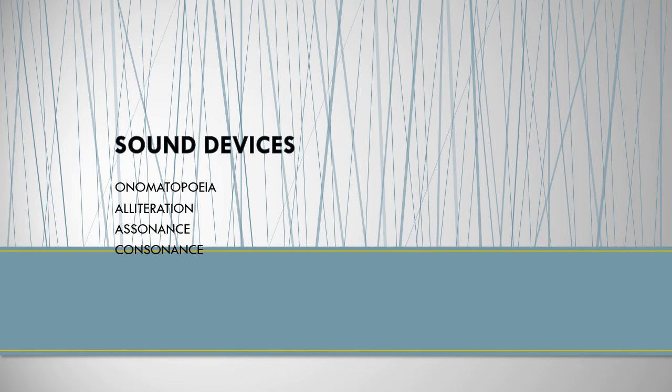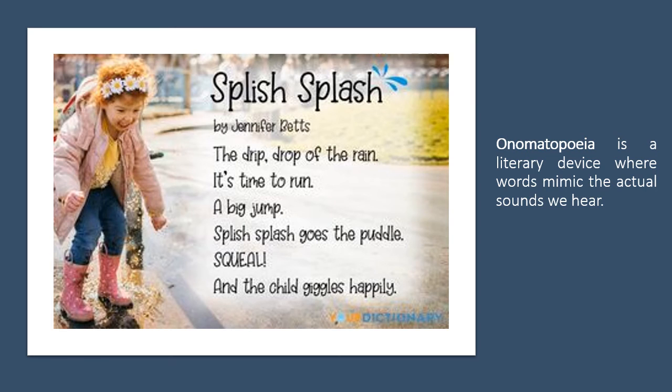Now let's proceed to the sound devices. Okay, so first one is onomatopoeia. I'm sure you're familiar with onomatopoeia. This is a literary device where words mimic the actual sounds we hear. So the sounds are used in the poem.